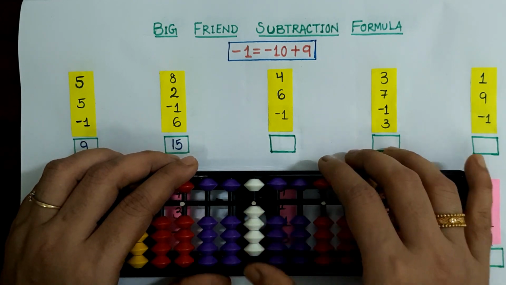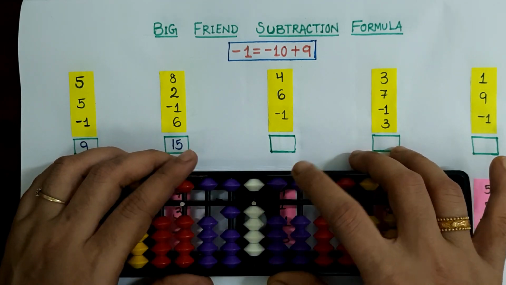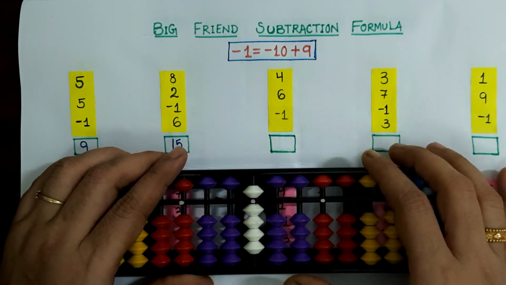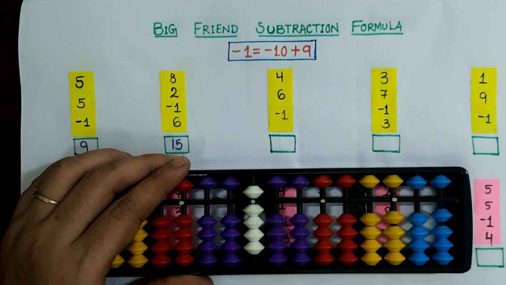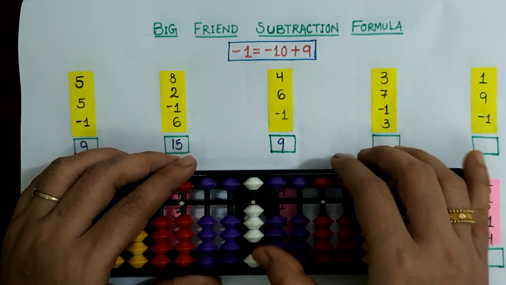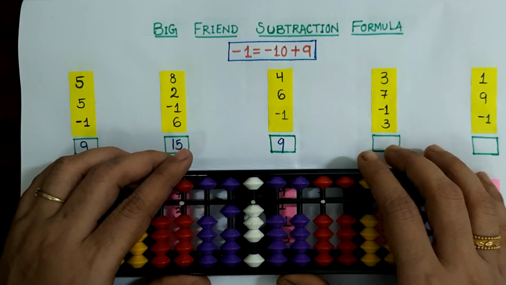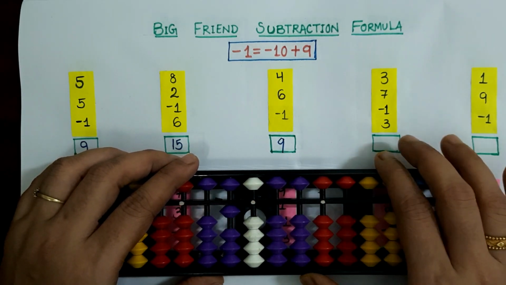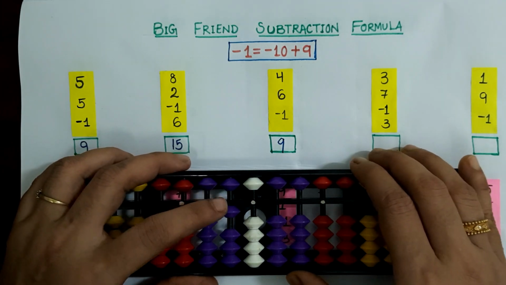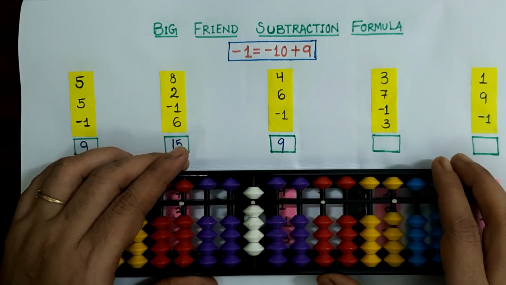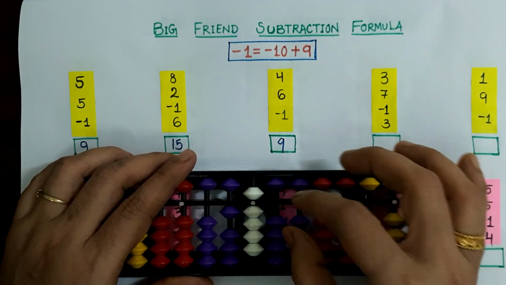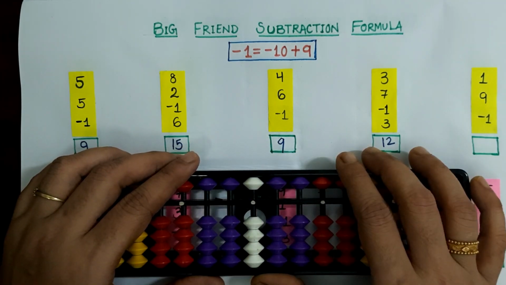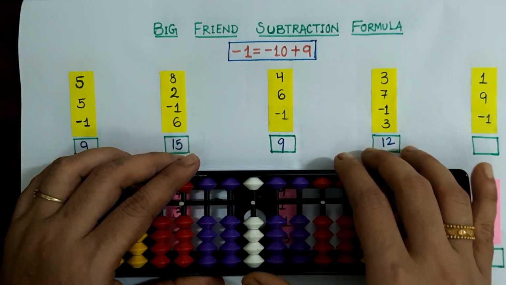Third sum, 4 plus 6 is plus 10 minus 4, minus 1 is minus 10 plus 9. The answer is 9. Fourth sum, 3 plus 7 is plus 10 minus 3. Here I used the big friend addition of 7. Then minus 1 is minus 10 plus 9, plus 3 is plus 10 minus 7. The answer is 12.